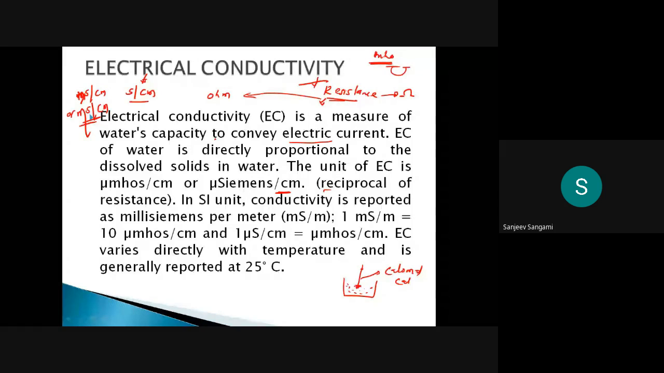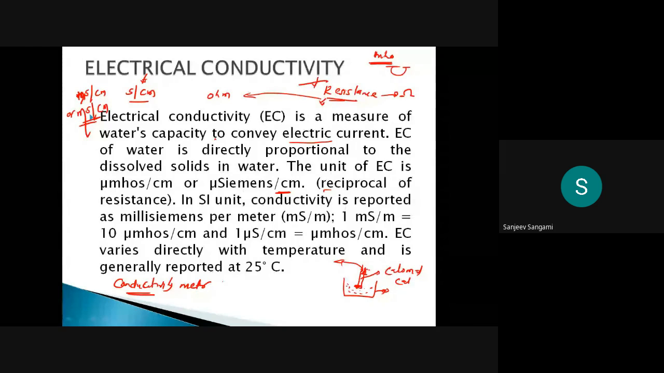Based on how exactly the current is flowing from one point to the other point, it will give the value. That is why distance is measured inside that equipment. It is measured with the help of the conductivity meter. That only you have to remember. So it is the measure of the electrical conductivity.